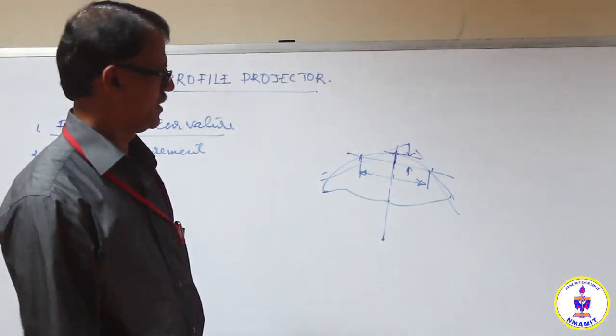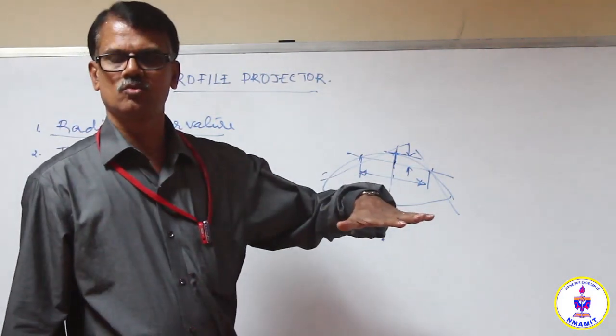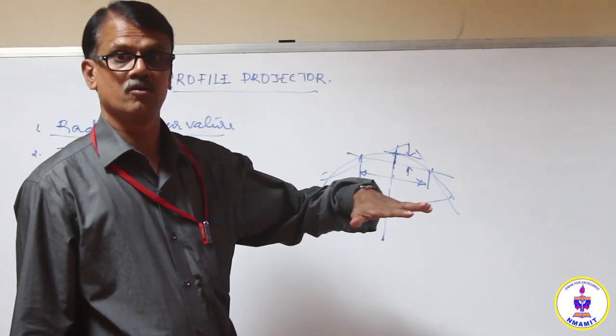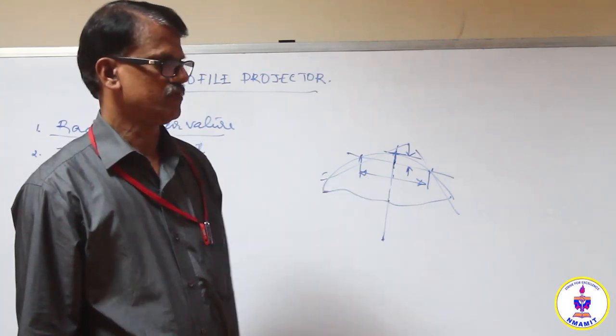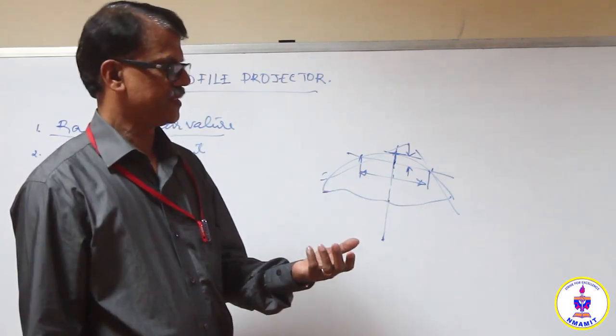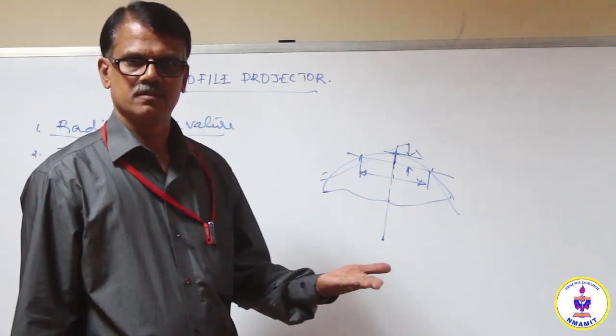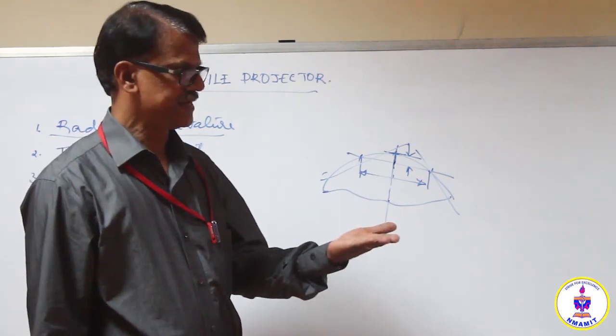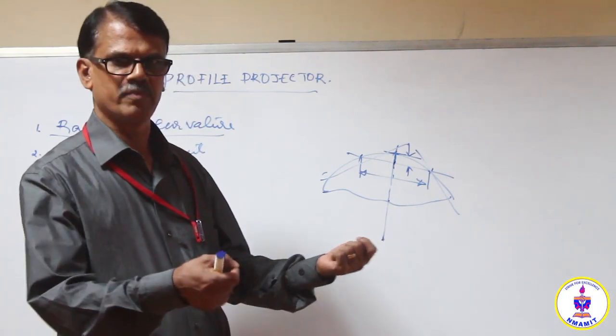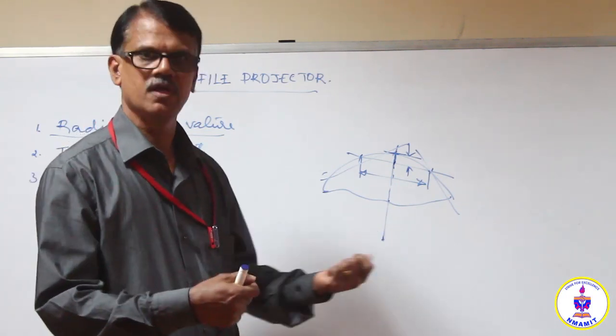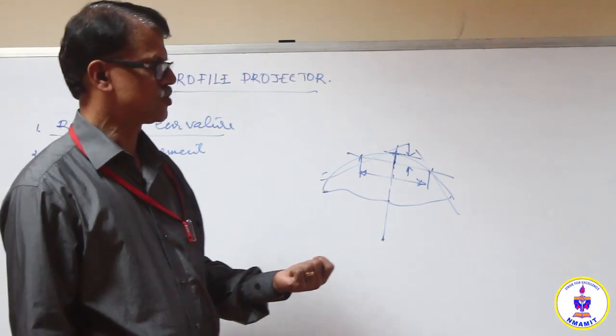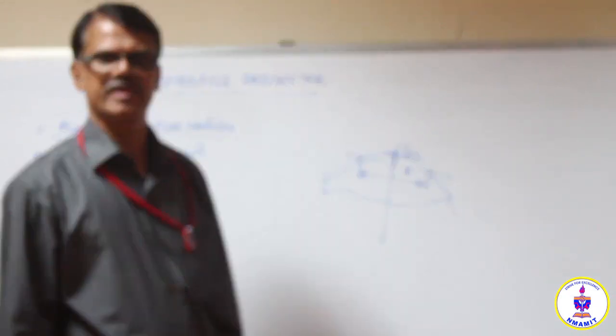But on a profile projector, it has two palettes or two stages for positioning the workpiece. So the specimen can be kept on the transparent glass table, which is provided with 2 micrometers for crosswise movement as well as for longitudinal movement. So with these two movements here, you can measure these two parameters.